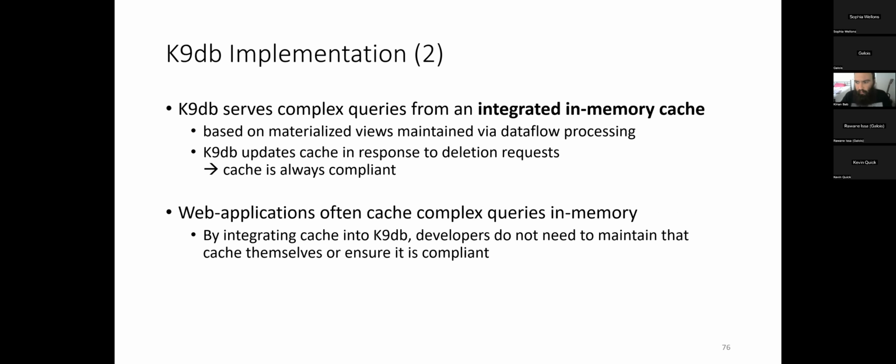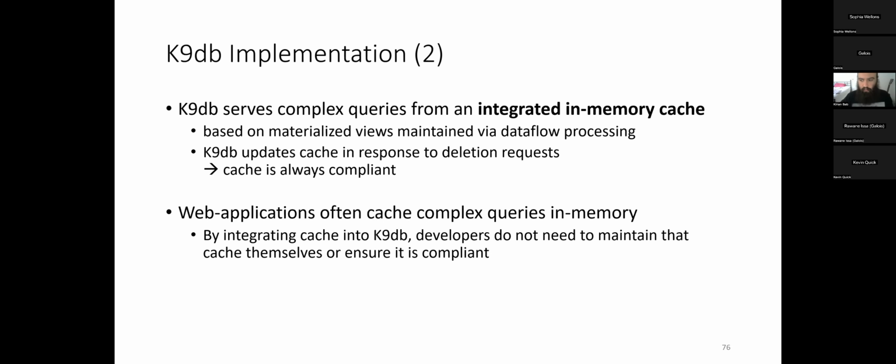Cool. The second optimization is that K9db serves complex queries from an integrated in-memory cache, which is based on materialized views. K9db updates this cache after every write. This includes both regular application writes, things like deletes and inserts and whatnot, but also includes GDPR deletion requests. And because of this, the cache is guaranteed to always be up to date and always be compliant, because it's automatically updated and maintained by K9db.